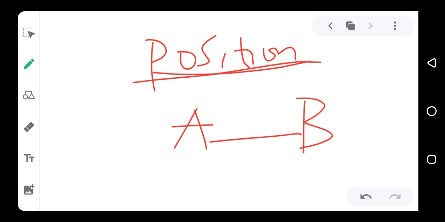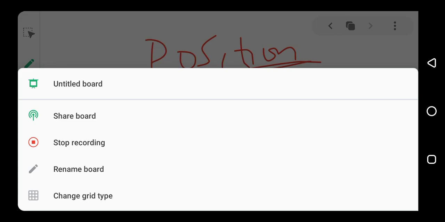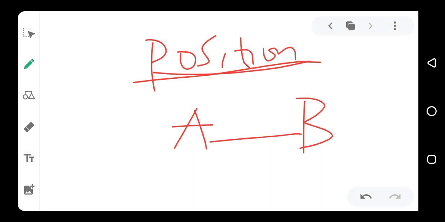If a body or an object has a quantity or magnitude but it does not have any direction, we say that the object is a scalar quantity. That is, an object that has magnitude without direction is said to be a scalar. So that is the meaning of position, of distance.